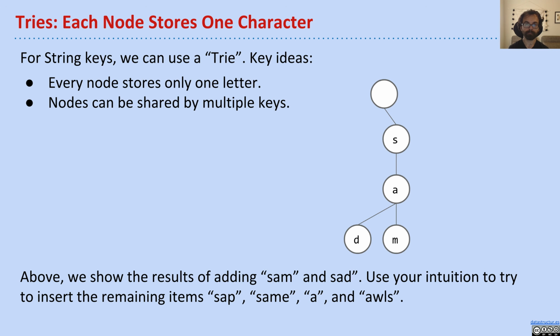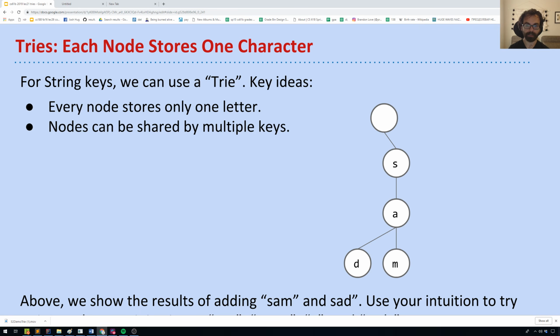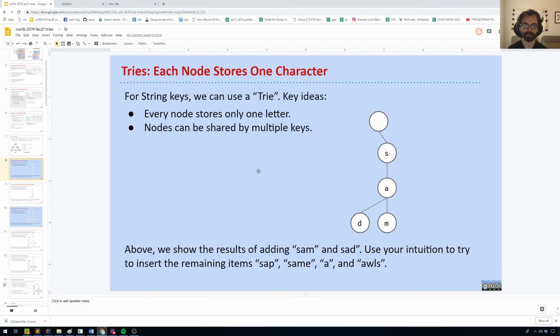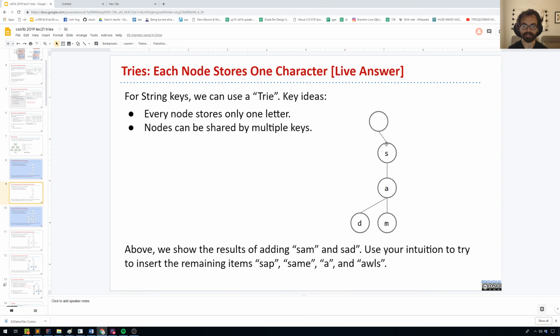Okay. So hopefully you had a chance to try it out, and I will give you my answer by doing it here. Actually, let's do it on this slide. So we got to insert sap next. Well, we already have SA, so we just need to add in here a P. Okay. So I'll add this P and I'll add a line.